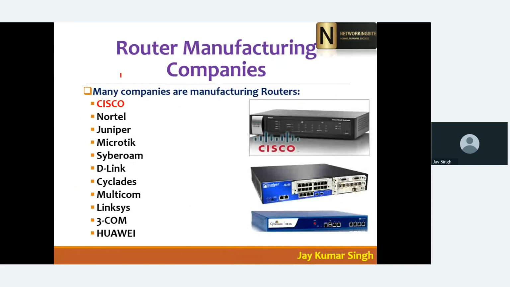Now we have some router manufacturing companies who manufacture routers. The highest is Cisco, and depending on the countries, Cisco is the global player, you can say. But Mikrotik is also growing very fast, and Juniper is also working very well, and there are Asian companies like Huawei.